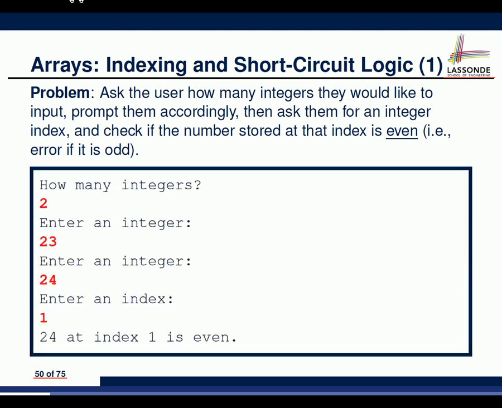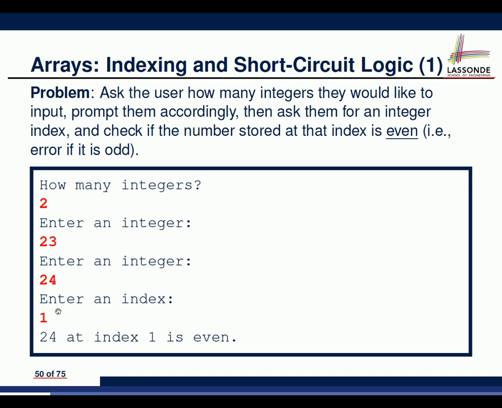First of all, we ask the user, how many integers do you want to enter? If they say 2, that means we want to prompt them twice accordingly. Prompt them the first time, they enter 23. Prompt them the second time, they enter 24. And then we can give them any arbitrary index as an integer. It can be 0, it can be 1, which are valid because there are 2 integers. Or it can be -1, it can also be 2, which are invalid.